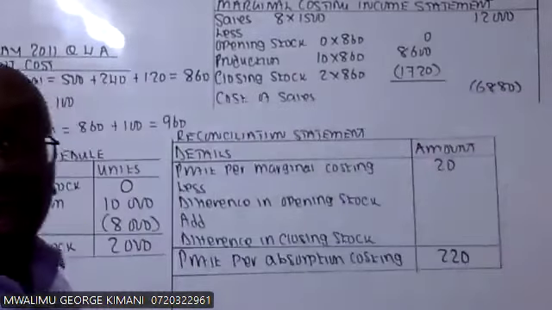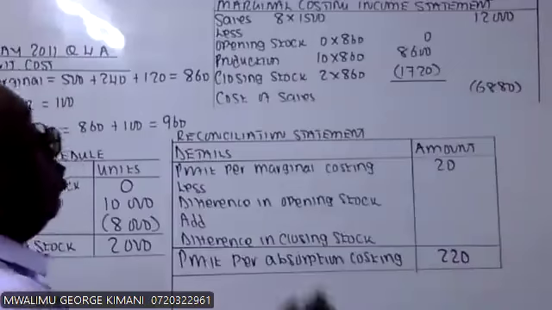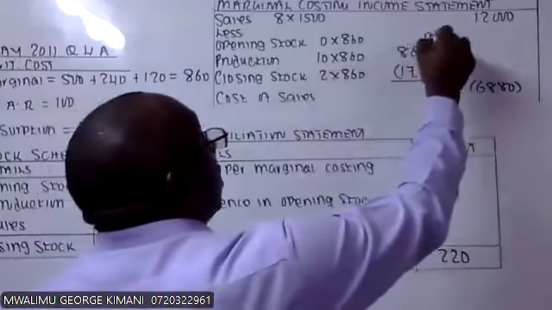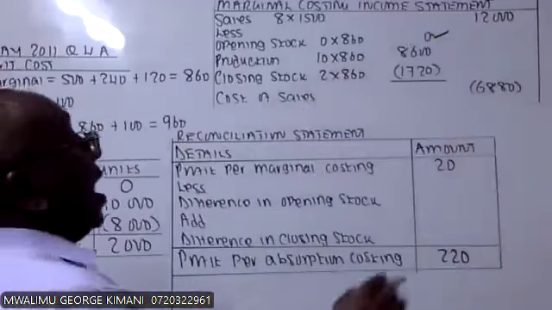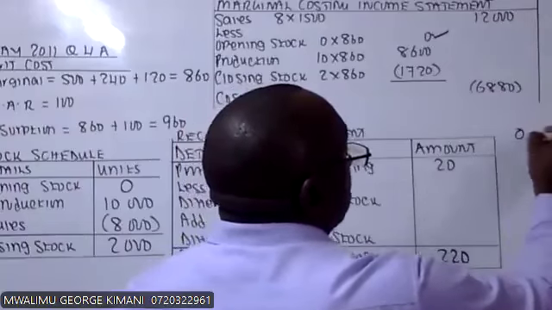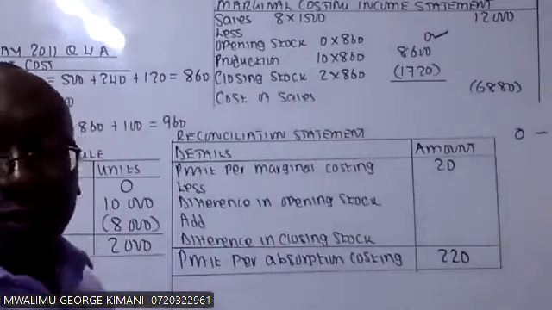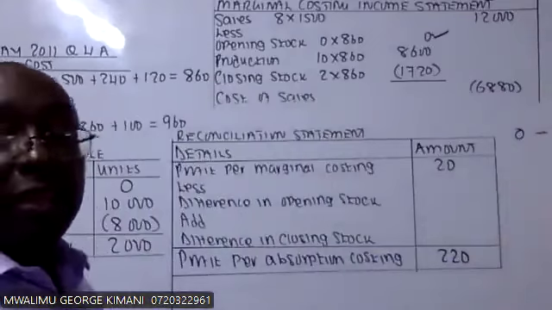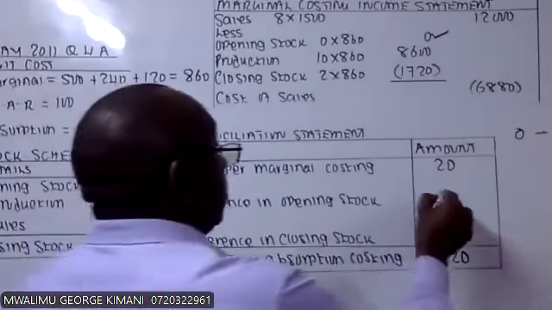When we talk of the difference in opening stocks, you look at the amount of opening stock in marginal, it is 0. And the one in absorption, it was 0. So 0, 0, the difference is 0. So here we just put 0.